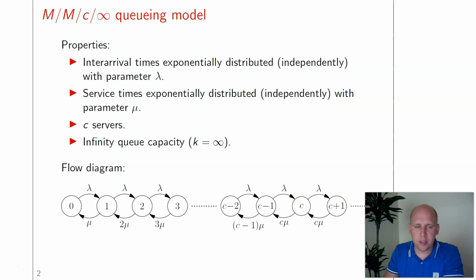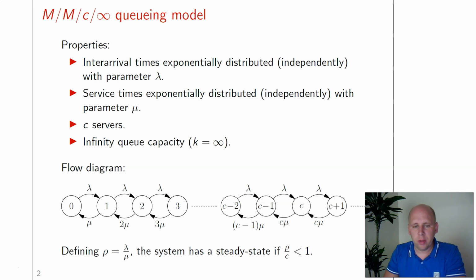So here we see that the service rate is going up in the number of customers in the system, until the point where the number of customers equals the number of servers. If there are even more customers in the system, then the service rate is not going up anymore, because in that case there are customers in the queue. Rho is still defined as lambda over mu, but for this system it's not required that rho is smaller than 1. The workload can be divided over the servers, so now it's required that rho divided by C is smaller than 1 in order to have a steady state solution.